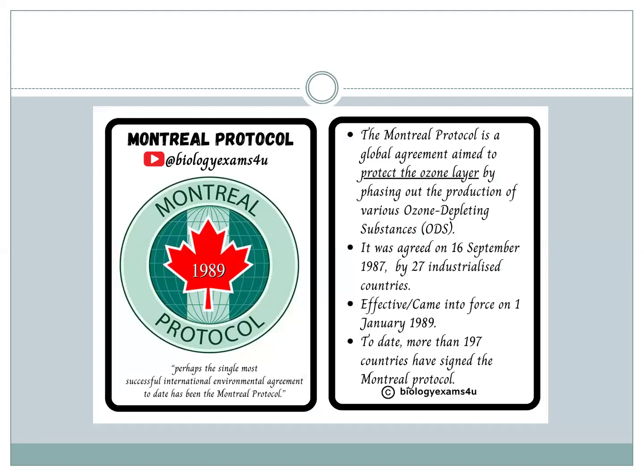Then there was the Montreal Protocol, which was a global agreement aimed to protect the ozone layer by phasing out the production of various ozone depleting substances. A number of substances, gases which are used in our air conditioners and refrigerators, are responsible for destroying our ozone layer. The destruction of the ozone layer results in exposure to ultraviolet light, which causes skin cancer in our body. It came into force in 1989, and to date, more than 197 countries have signed, and it has been quite successful. And it is speculated that by 2047, the ozone layer would be completely regenerated.